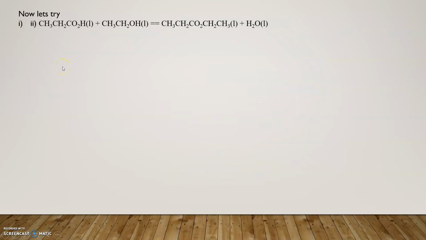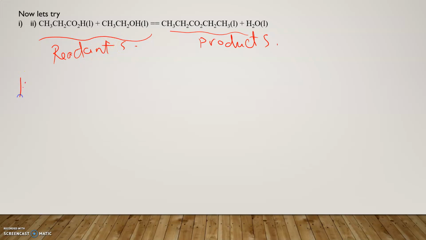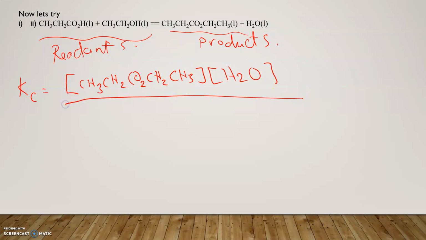I think this one is easy. Let's try it. Okay, this is the products. Actually, this is the reactants. Now let's write the Kc, which is the concentration of products. This is the products, CH3CH2CO2CH2CH3, times the concentration of water, divided by the concentration of reactants.